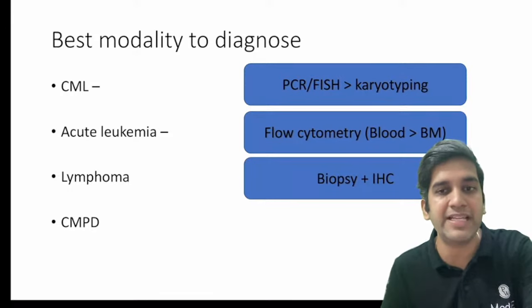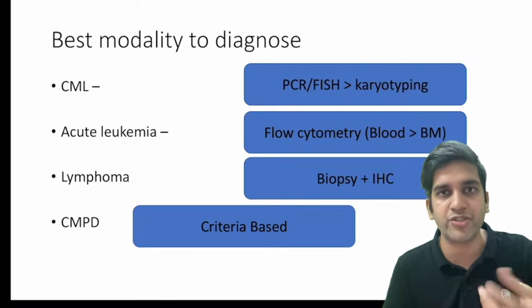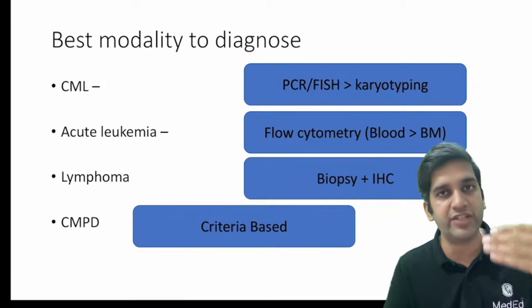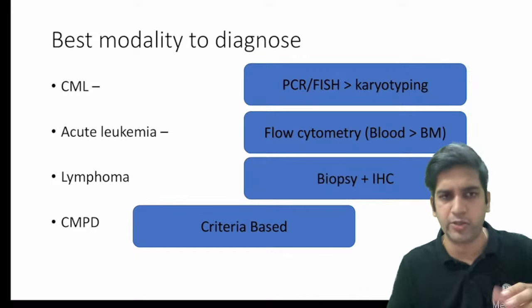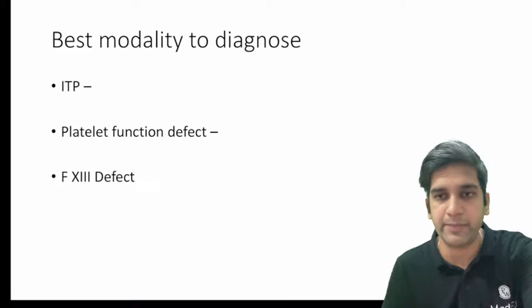Perfect. CMPD stands for chronic myeloproliferative disorder. It's actually a criteria-based diagnosis. I don't have a single thing. It's a combination of genetics, bone marrow biopsy, and clinical scenario, right? For most of the CMPDs, except for CMLs, fine? Okay, great. ITP, what's the best thing?